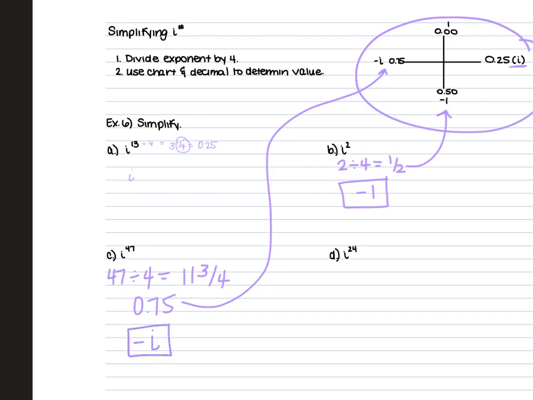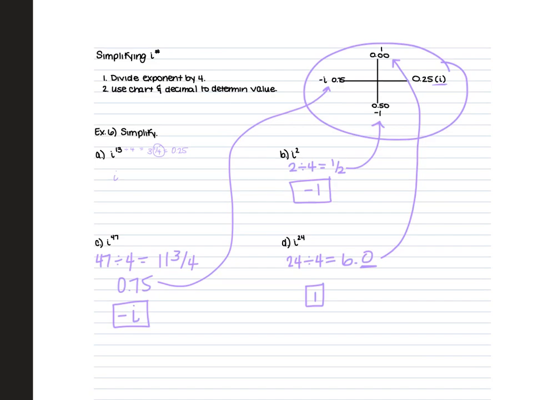And then lastly, your i to the power 24. 24 divided by 4 is 6.0 in decimal form. That 0.0 is the same thing as 1. And yes, you will have to memorize these.